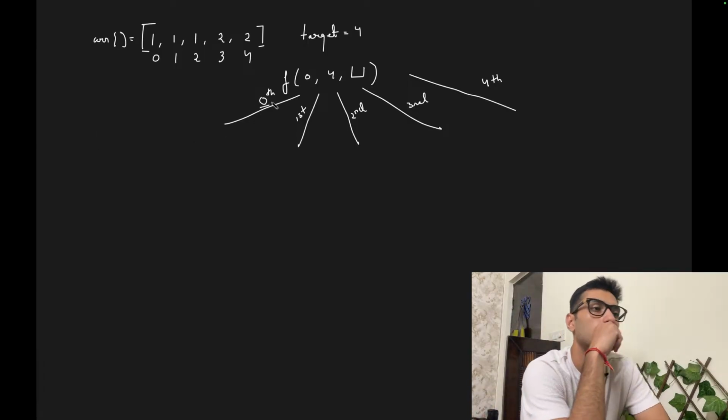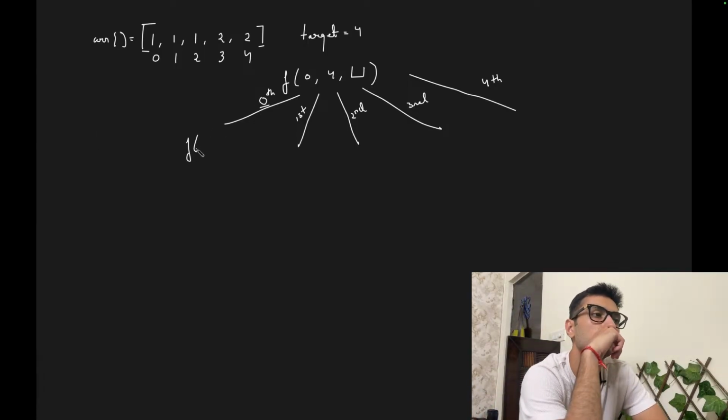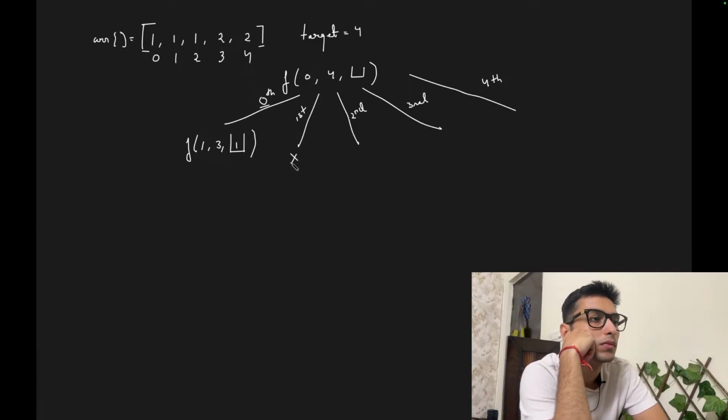So I decided to pick the 0th index, which will mean that since I've picked the 0th index, I will move to the first index, and my target, which was 4, will now be reduced to be 3, and my data structure will have an element 1. Now I will not perform this recursion. Similarly, I will not perform this recursion because I've already started with someone who is starting with 1. So there's no point starting with these guys again. That will give me repeated combinations.